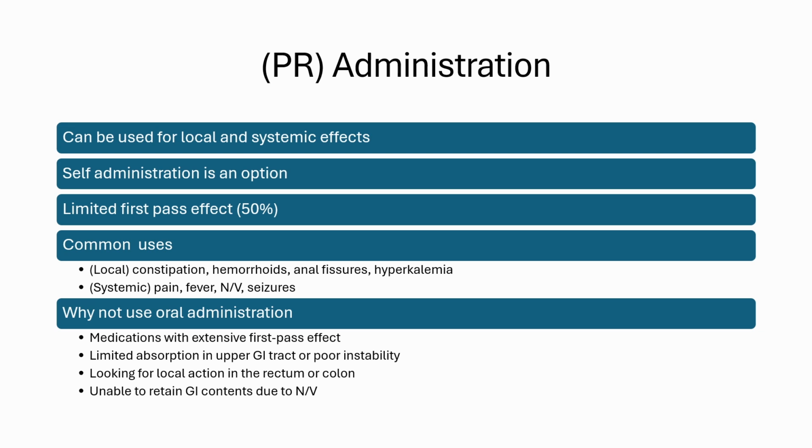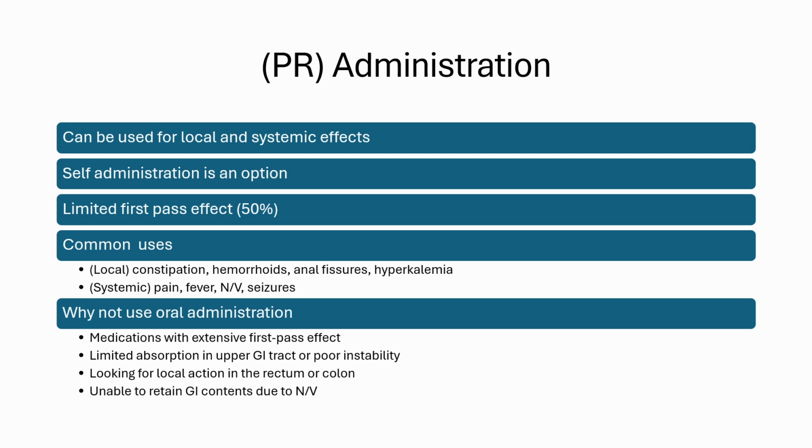It's still a good option for the patient to self-administer. The rectal route doesn't completely bypass the first pass effect, but only about 50% of the dose is affected. Some of the common local uses are constipation and hemorrhoid relief. Some systemic reasons we use it are for pain and fever relief.